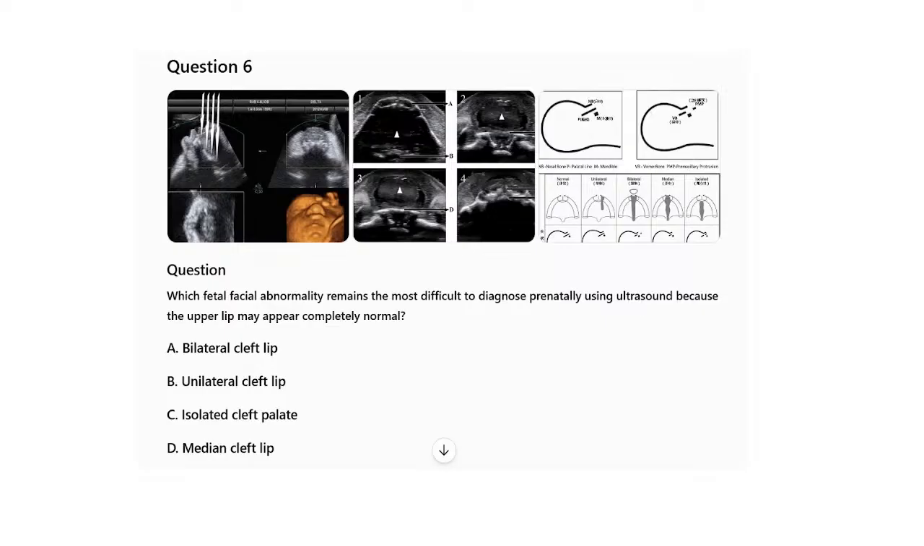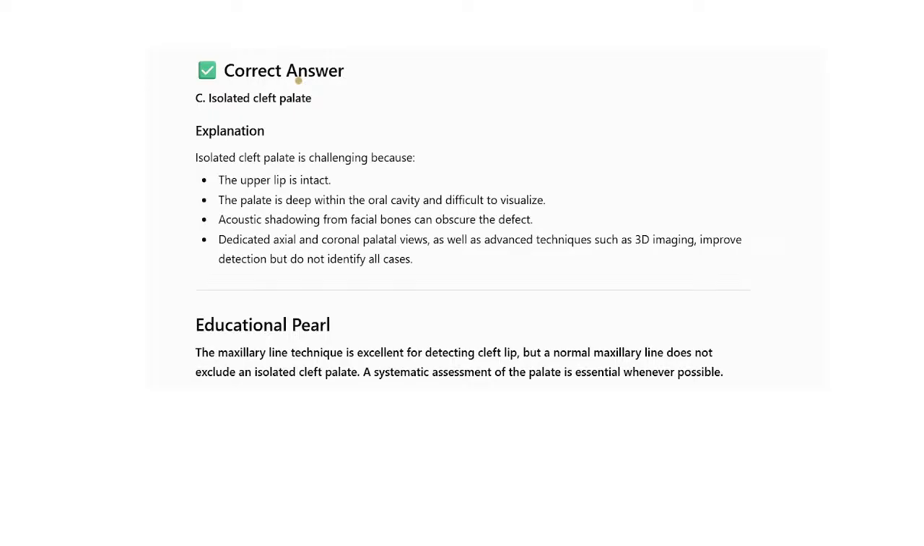C. Isolated palate. D. Median cleft lip. Which fetal facial abnormality remains the most difficult to diagnose prenatally during ultrasound because the upper lip may appear completely normal? A. Bilateral cleft lip. B. Unilateral cleft lip. C. Isolated cleft palate. D. Median cleft lip. So the answer is C, which is isolated cleft palate.